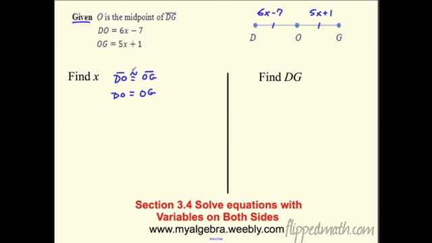So what does that mean? Well, let's set them equal to each other. DO is 6x minus 7, and OG is 5x plus 1. Now all we have to do is solve this for x. Awesome. We're going to do a lot of solving with variables on both sides. If you need a refresher, check out Mr. Kelly's awesome video on 3.4, solving equations with variables on both sides. Check it out. I'm going to refresh real quick, but he'll explain it all in detail. And I checked, it's not Baby Monkey, so you're safe.